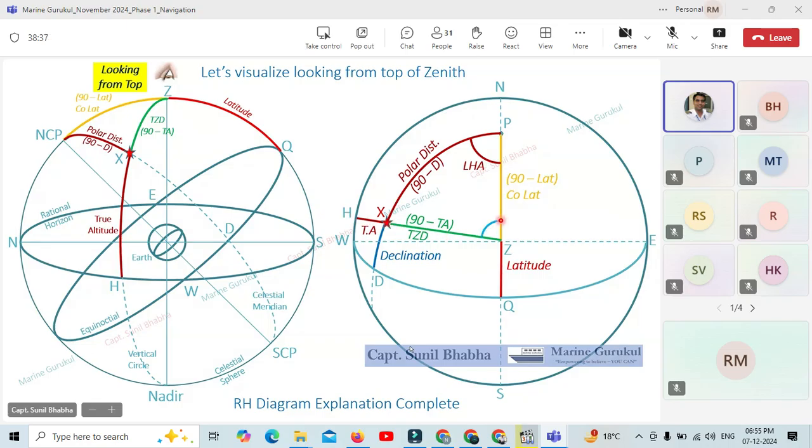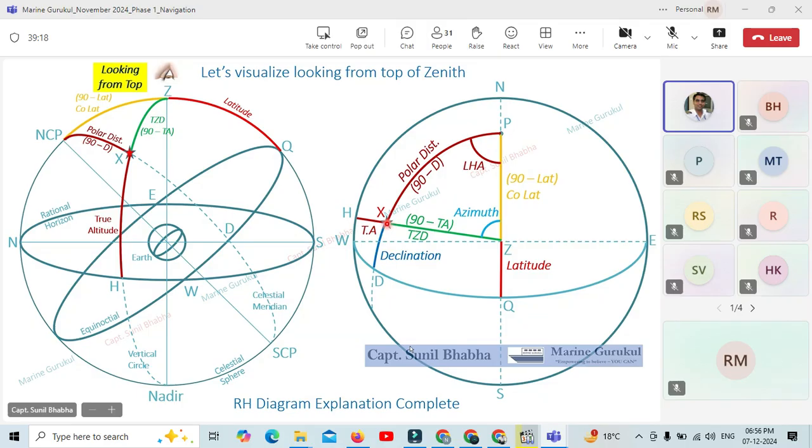So this blue color angle basically tells us that this celestial body is so many degrees west of the north direction. If you start from the north direction and you go so many degrees to the west, you will reach the direction where the body is. So this angle basically is the azimuth of the body. In this particular case, this is the quadrantal azimuth of the body. North so many degrees west is the direction where the celestial body lies.